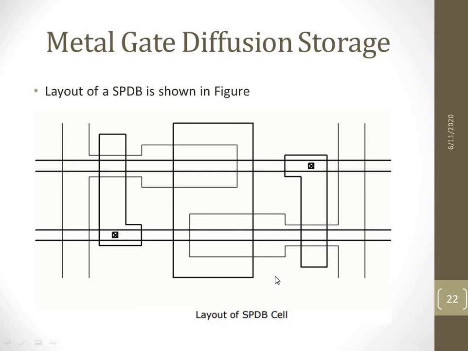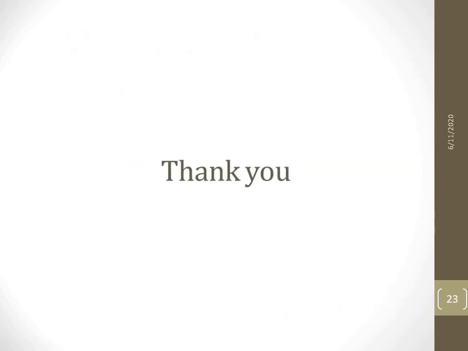You can make out so many of these structures using metal gate diffusion storage. So I hope you might have understood the DRAM cells, the DRAM structure, how the value is stored at the capacitor, area considerations, and the various types of the construction.